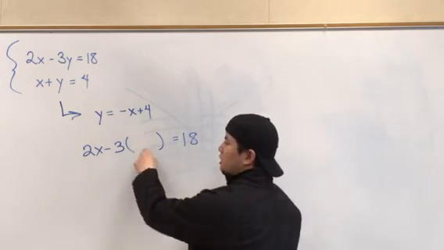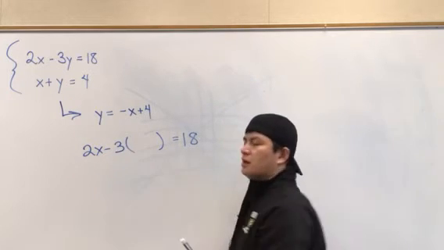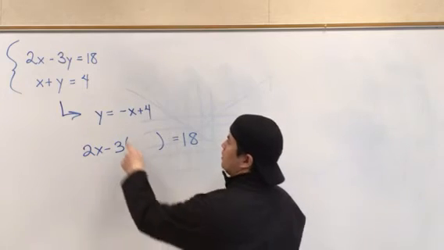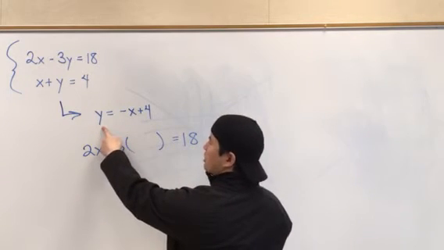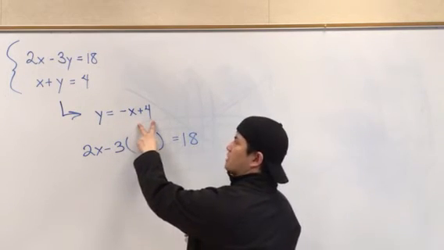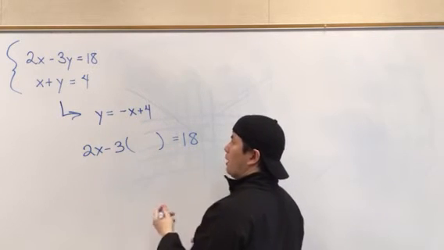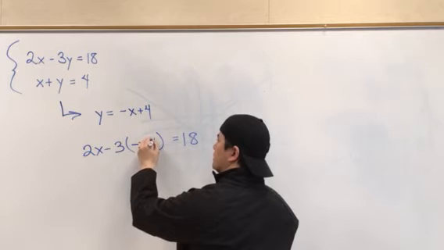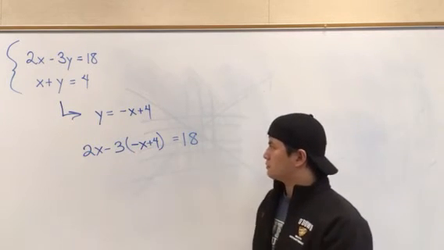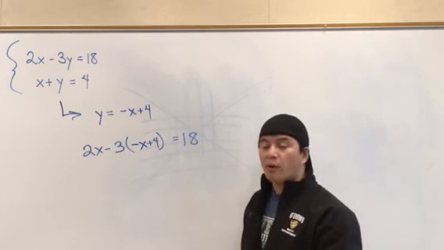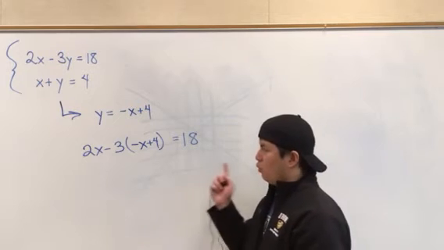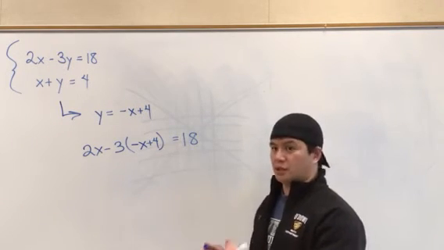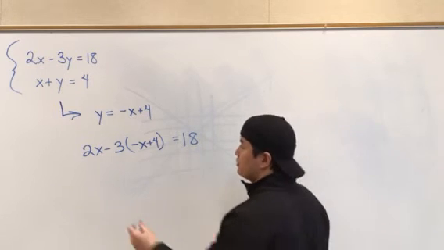So instead of putting y here, I know from the other equation that I manipulated that y is the same thing as saying negative x plus 4. So I'm going to plug that in to this equation, negative x plus 4. Now I can solve for x, because I've got one equation with one unknown. So I'm going to go ahead and simplify this.